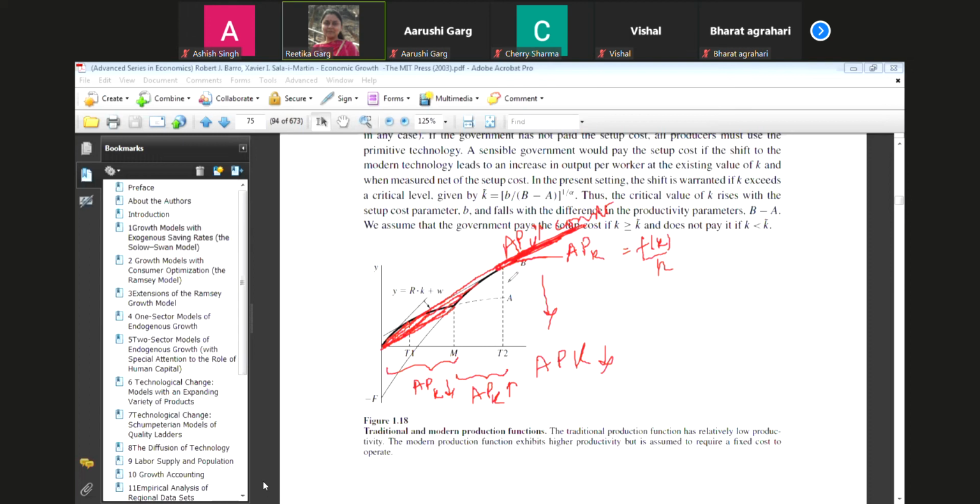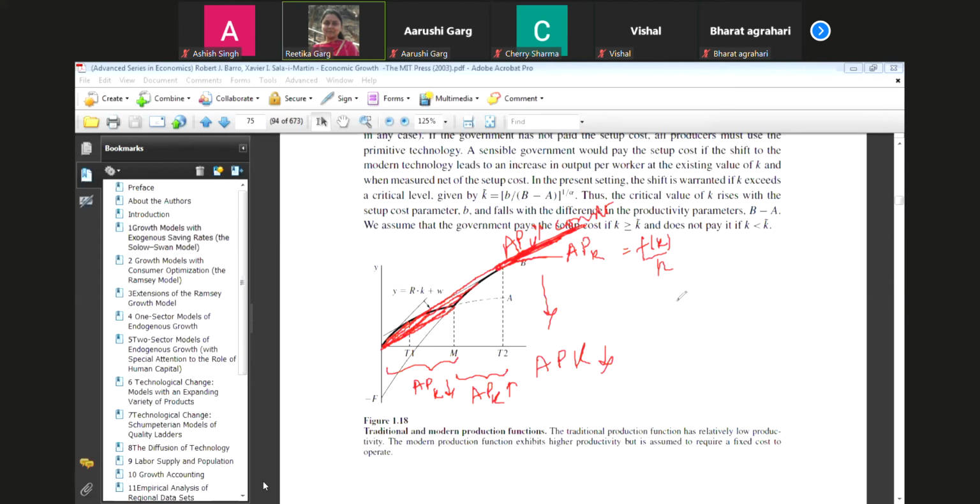Any doubts? So what this assumption has done is, when we introduced two technologies, because of diminishing marginal returns we were not getting multiple steady states. Here, if there is a range where average product of capital is rising, then we will be able to end up with multiple steady states and the situation of a trap will arise. So let's see how this will give rise to a trap.